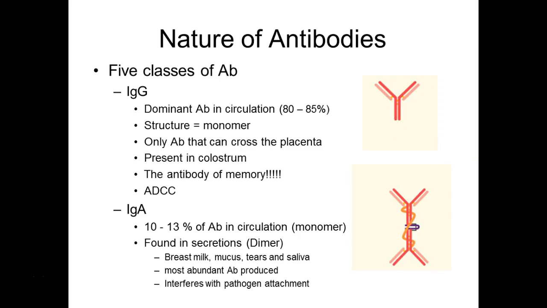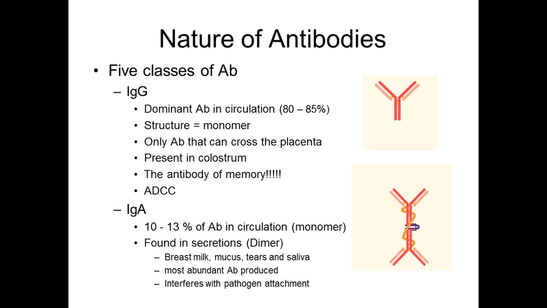IgG is the most prominent in your circulation in your blood. At any one time, it makes up about 80 to 85% of the circulating antibodies. It's found in the monomer structure only. The good and bad news with this one is it can cross the placenta. The good news is it can cross the placenta and help protect the baby.